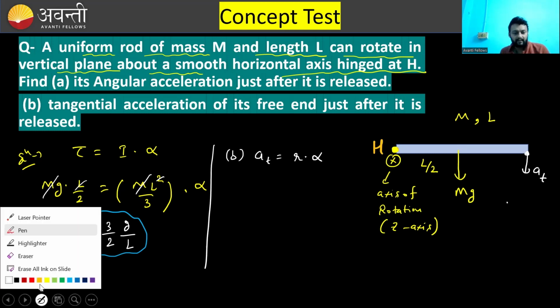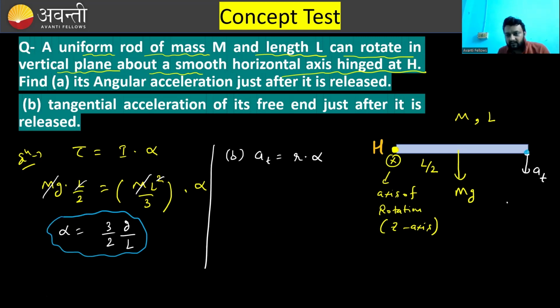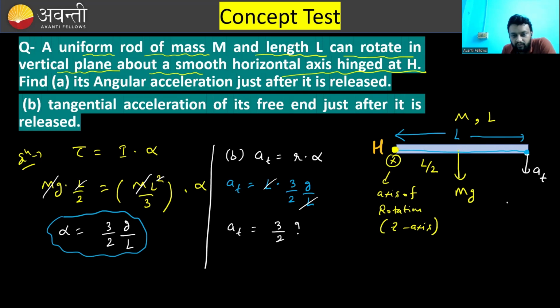Can you see that this circular path has a radius of L? So I will just place the value: a tangential is equal to R, which is L, times alpha. Alpha is 3 by 2 G by L. Again, L will cancel out. Tangential acceleration is 3 by 2 G. Is the question clear to you?